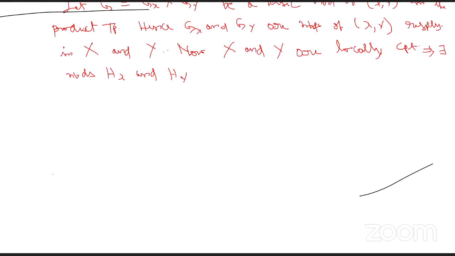of x and y respectively, such that (ST means such that) H_X bar is compact in X and H_Y bar is compact in Y. CPT means compact.